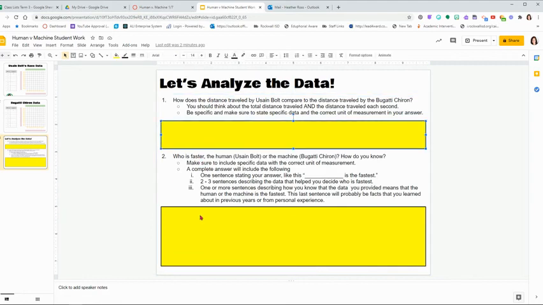Make sure you use complete sentences. The second one, I count 1, 2, 3, at least 4 sentences to be complete. Okay, so make sure you take your time to really analyze that data and really explain to me your ideas on how you know something is the fastest or not.